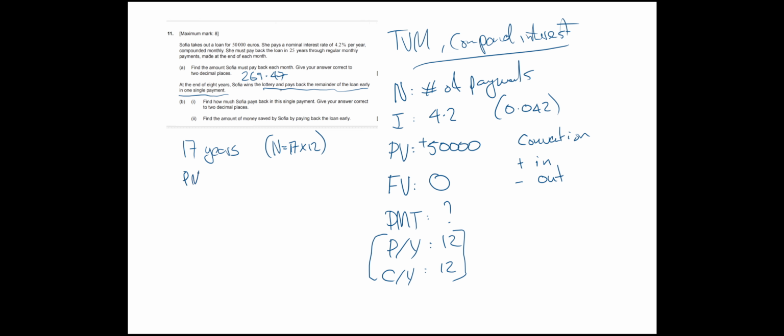And the payments now, we know how much it's going to be. We're going to enter that, and it's going to be minus 269.47. Okay, and then we're going to take it from there. So payments a year is going to be the same. The future value, I think it's going to be the same. So we're going to work it out from there.